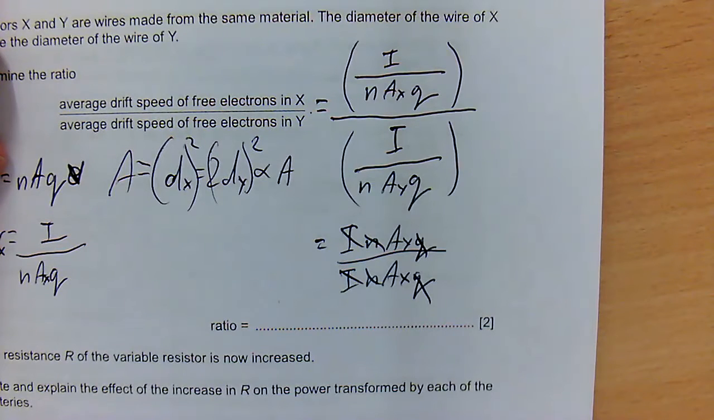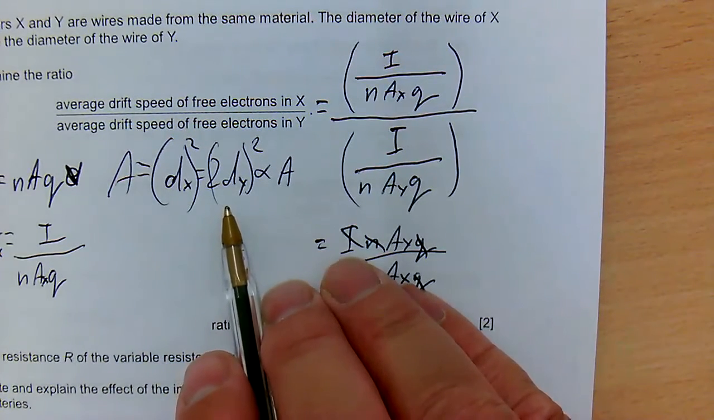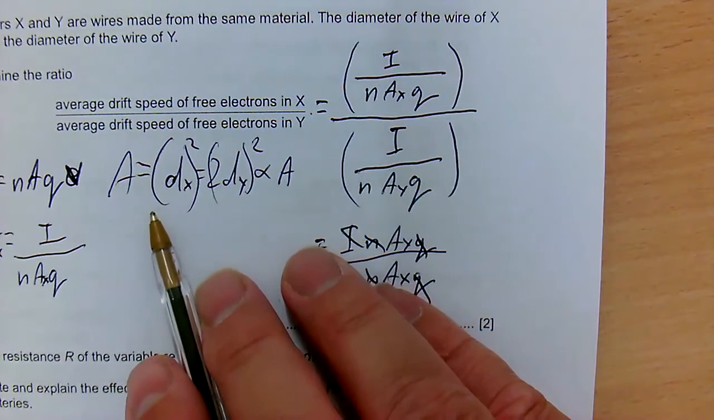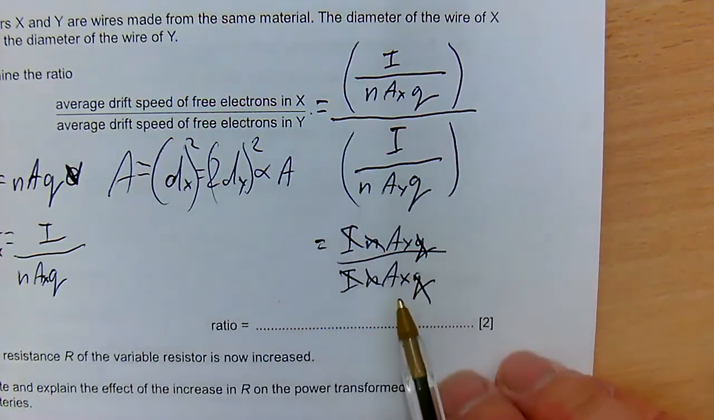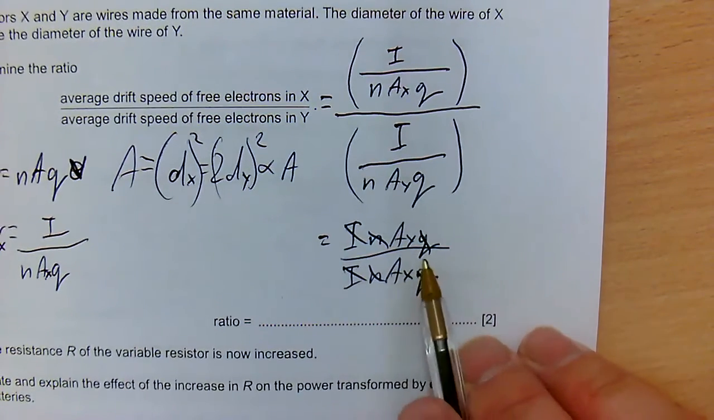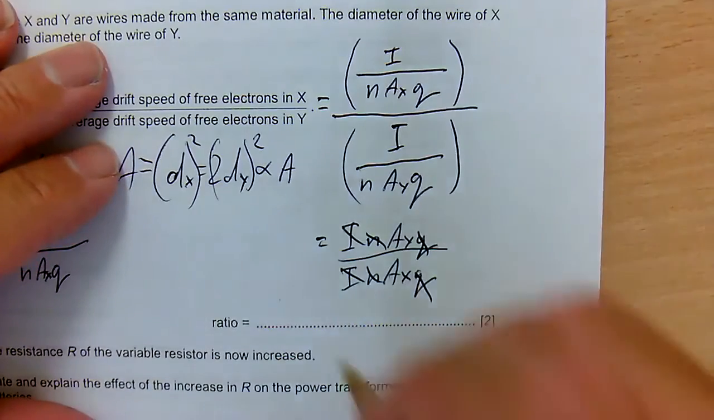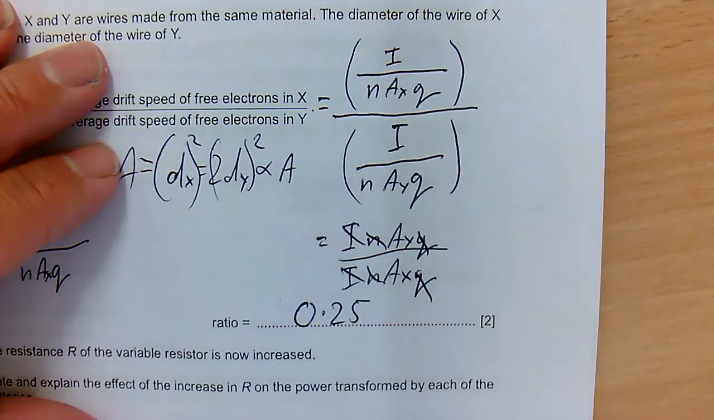Okay, so if the diameter of X is twice the diameter of Y, then it's 4 times the area. So if it's 4 times the area, that's going to be a quarter. So it's a ratio of 1 to 4, otherwise known as 0.25. That's the correct expression for it. Okay, that's how you work that out.